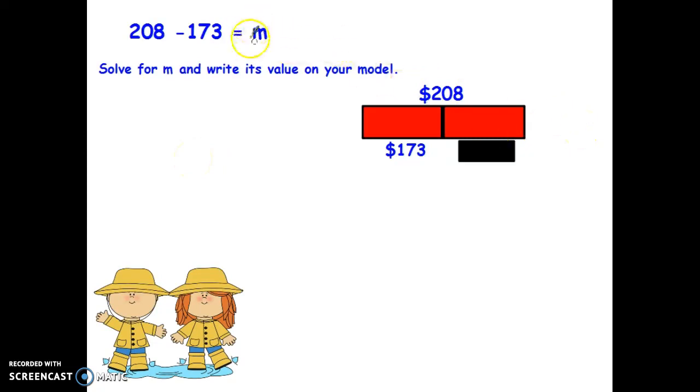We're also going to use the letter M to represent the unknown. Now when we're subtracting, we're trying to figure out the difference. We're trying to figure out, well, how much money did he earn? So we'll put 208 minus 173.